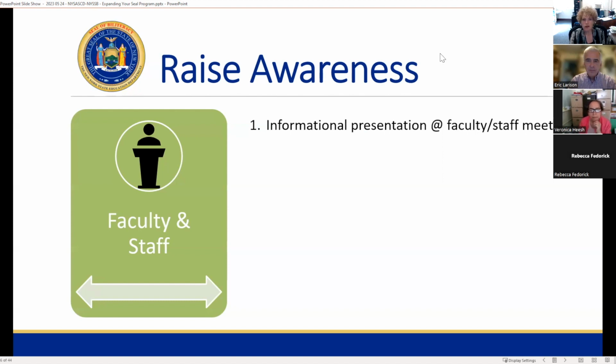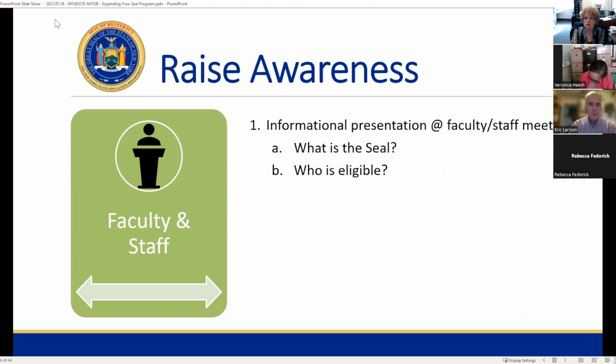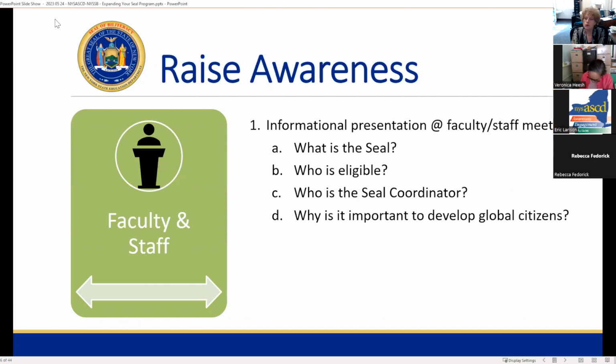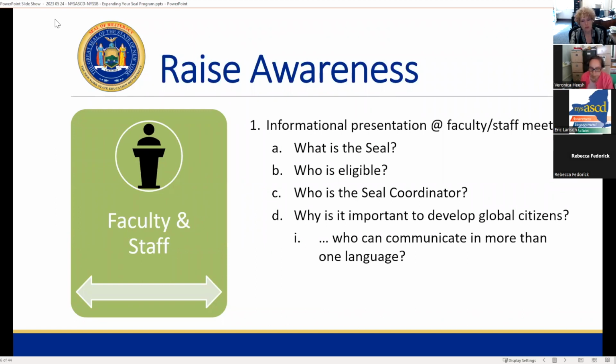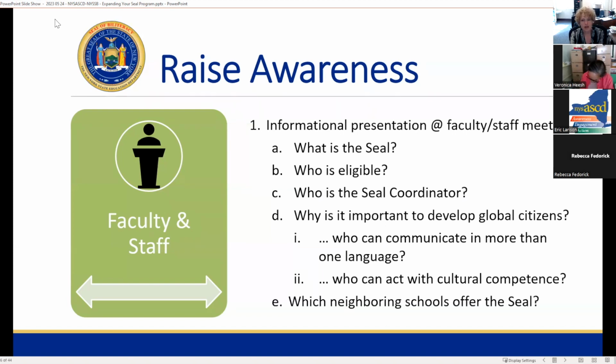So the first thing we're going to think about as we start to raise awareness is to make sure that our school community, that is our faculty and staff, are well aware of what the Seal of Biliteracy is. And so we recommend that you have an informational presentation at a faculty or staff meeting. You might cover things such as what is the Seal, who is eligible to pursue it, who is the Seal coordinator at the school, and why is it important to develop global citizens? That is, why do we want graduates who can communicate in more than one language and can act with cultural competence? You may also consider at this faculty staff meeting to include which neighboring schools offer the Seal.